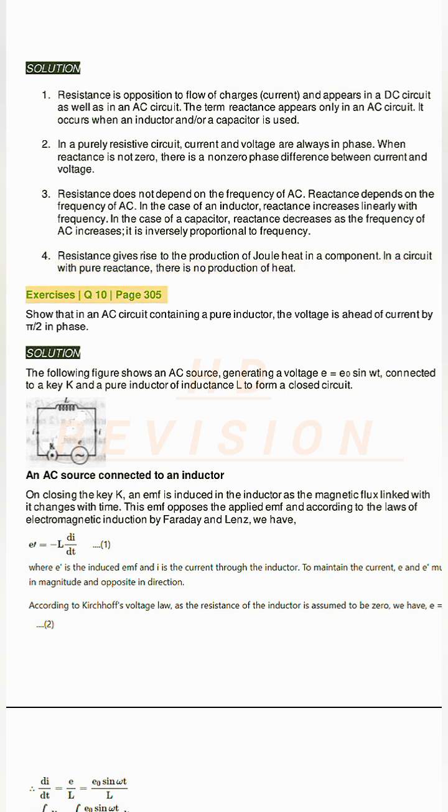Exercises Q10, page 305. Show that in an AC circuit containing a pure inductor, the voltage is ahead of current by π/2 in phase. Solution. The following figure shows an AC source, generating a voltage E equals E0 sin ωt, connected to a key K and a pure inductor of inductance L to form a closed circuit.